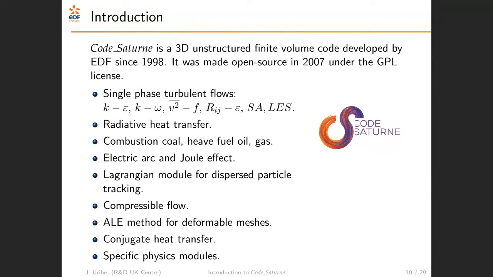Code Saturn, in its open source version, is a single phase solver. There's a multi-phase solver, but that is not open source. That has been developed with other partners in France. It's called Neptune CFD. But the one that we're going to be using is the single phase code. That has various turbulence models, and it has a lot of different modules for specific physics. Some of these specific physics are very much geared towards the nuclear industry, but there are some other things that are more general, like the compressible module, ALE, for example.